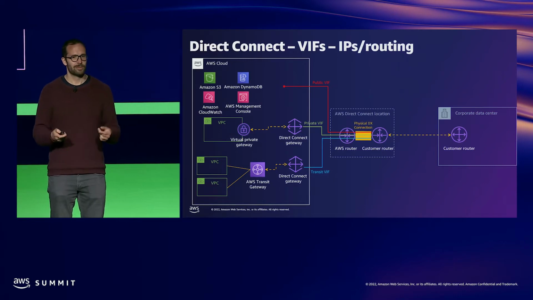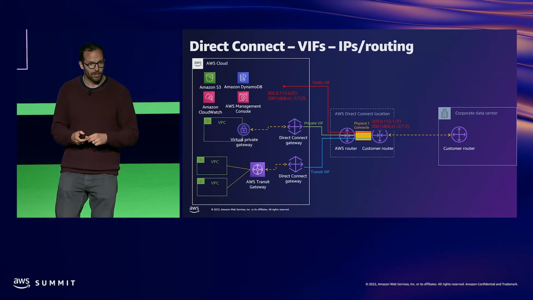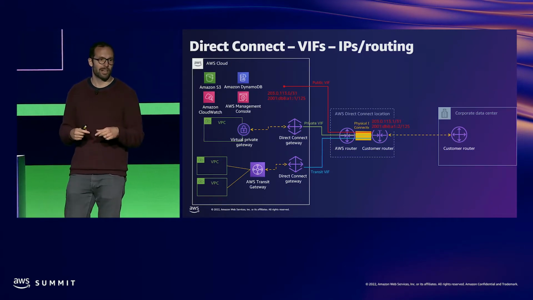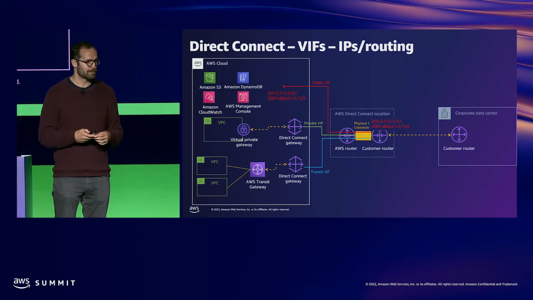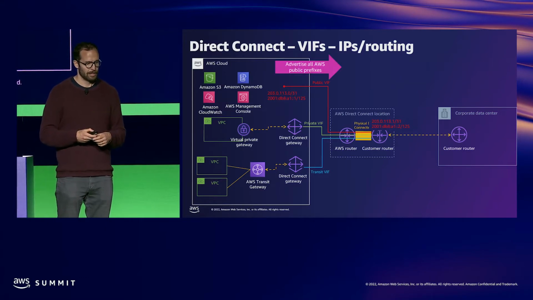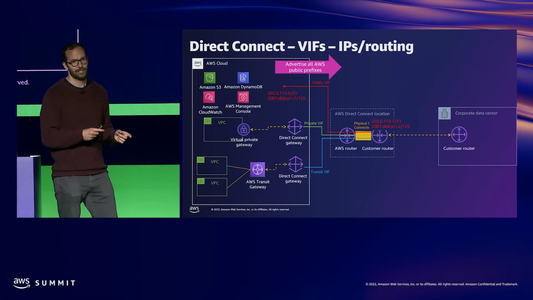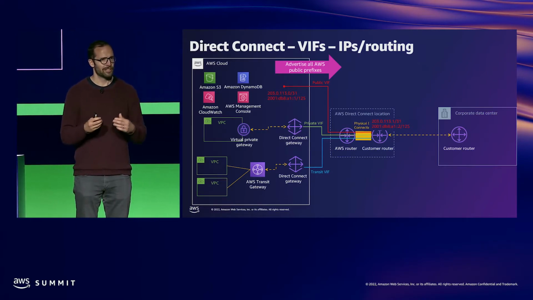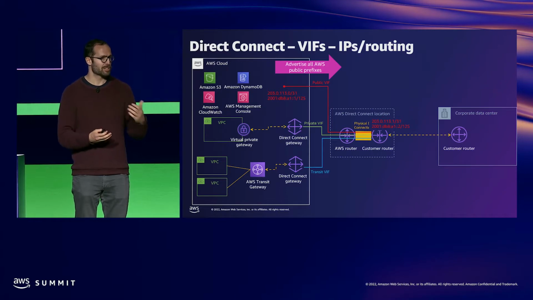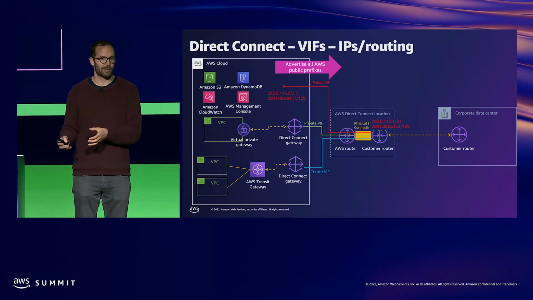So if we zoom in a little bit more and have a look at the IPs and routing on all of those different VIFs, for the public VIF, you have to use public IPv4 addresses on a point-to-point connection to establish your eBGP session, and you can use a globally routable IPv6 space that AWS can allocate for you. And then AWS will advertise all of our public address space to you over the public VIF. You can apply some filters to maybe only receive a single region or a continent, or if you want, you can see the whole globe. So this means that you can have a Direct Connect location in New York and connect to an S3 bucket in Sydney.